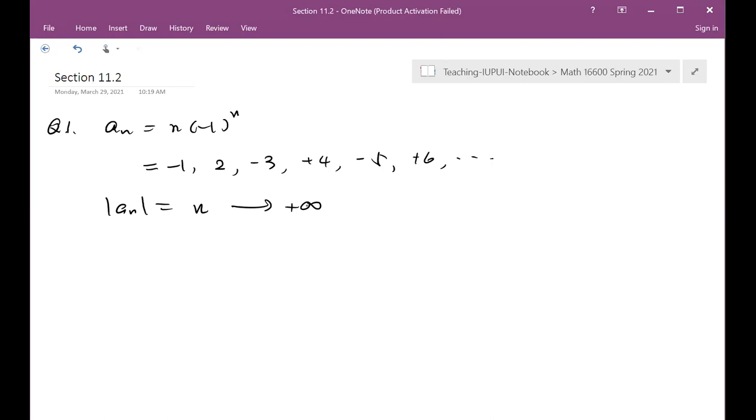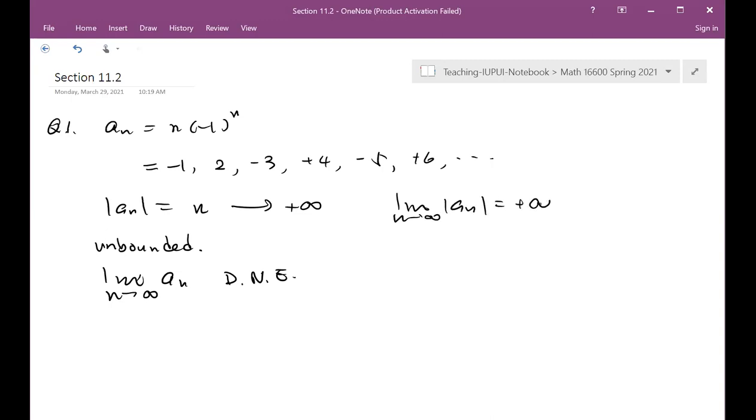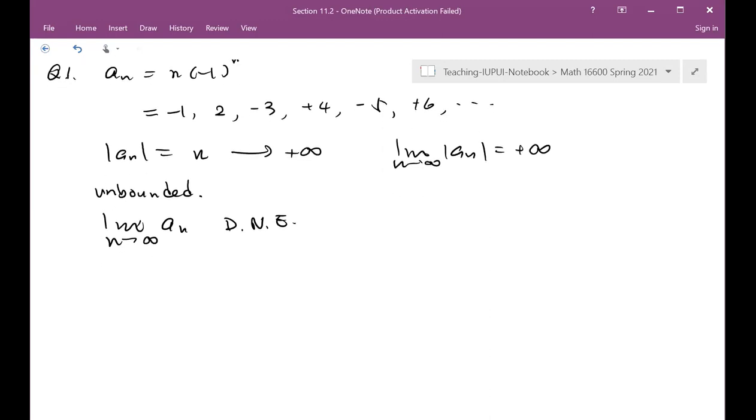So that is my answer. Okay, it's unbounded. Okay, so the limit does not exist. Okay, does not exist. You cannot even say the limit is infinity. However, for the limit of the absolute value, you can say it doesn't exist, but you can also put a positive infinity there. Okay.